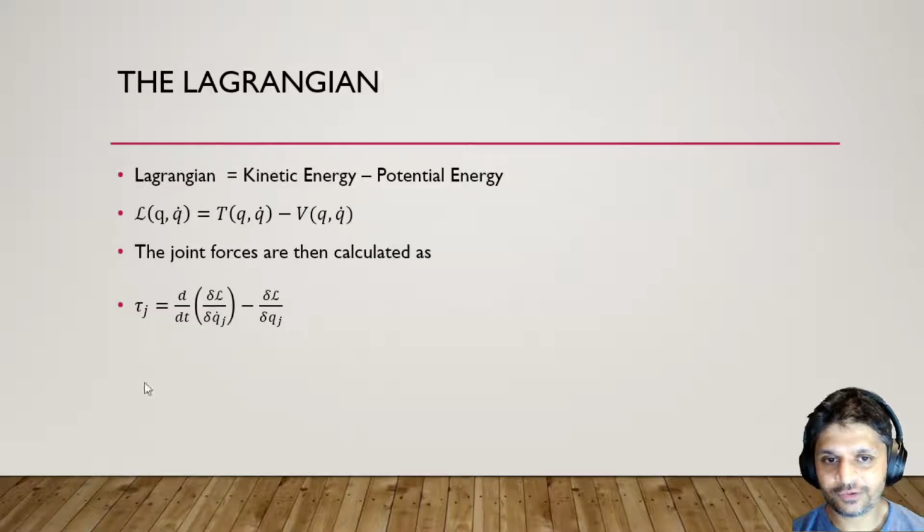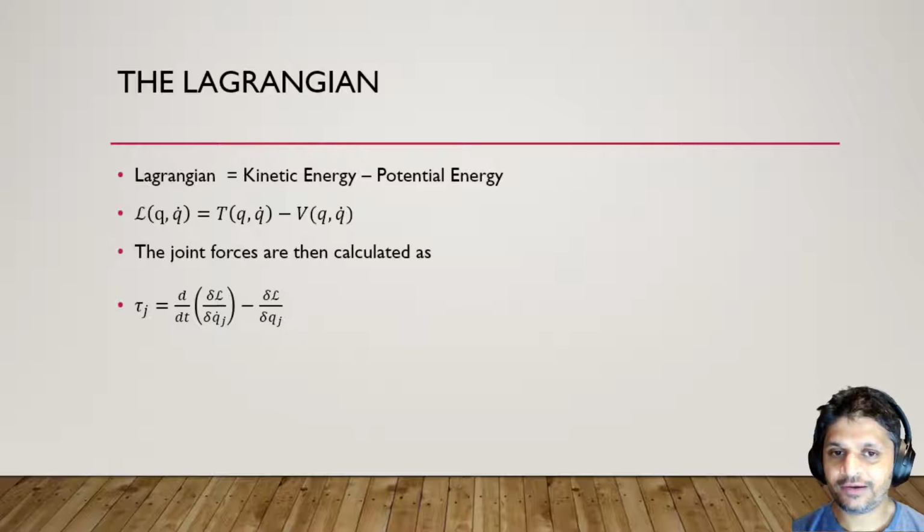Okay, so for the Lagrangian, we take the partial derivative with respect to the velocity, and then we take the derivative with respect to time. What we subtract from it is the partial derivative of the Lagrangian with respect to the state. That gives us the torque acting on that variable. So in this study of dynamics, we're generally going to be looking at uncontrolled systems.